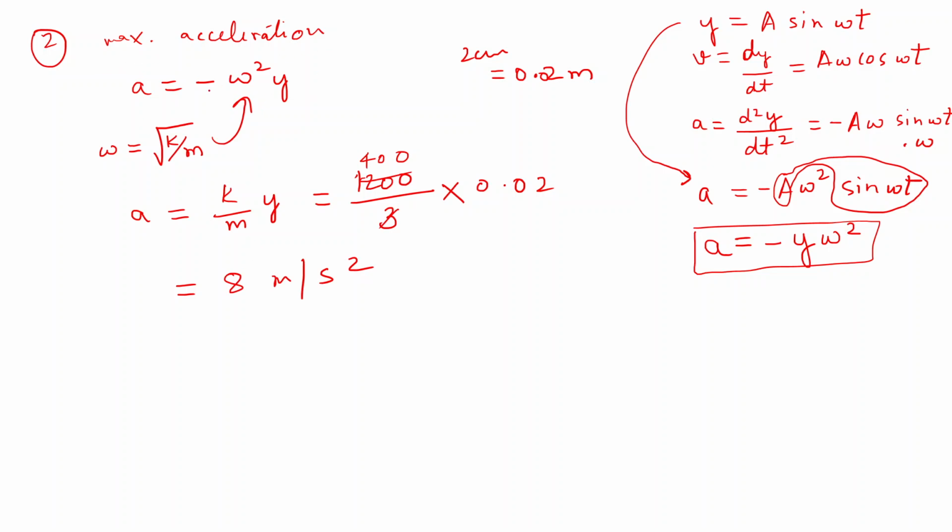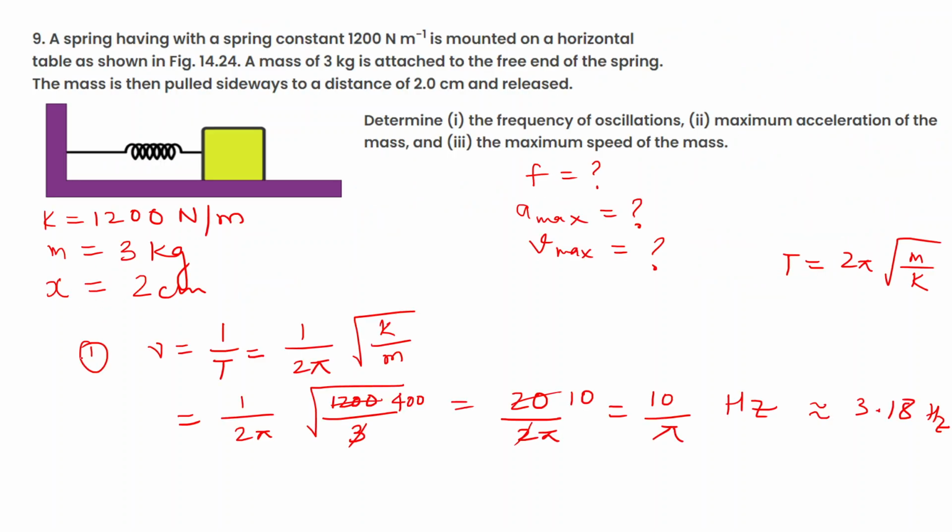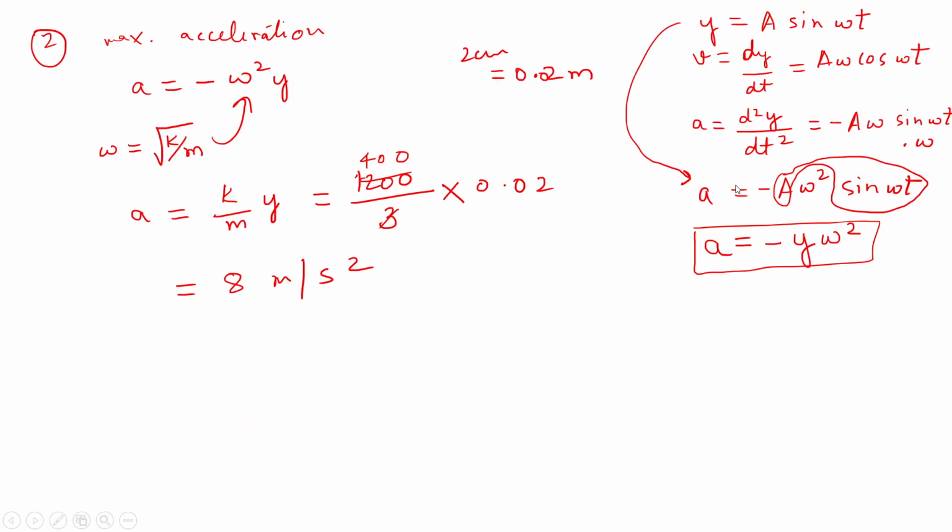We can remember this formula, or you can derive this acceleration relation from the basic equation of motion just by taking the double derivative. Okay, so this is the acceleration. This was the second part. Now the third part is what is the maximum speed of this mass. Let's do it on another slide. So the third part is maximum speed.